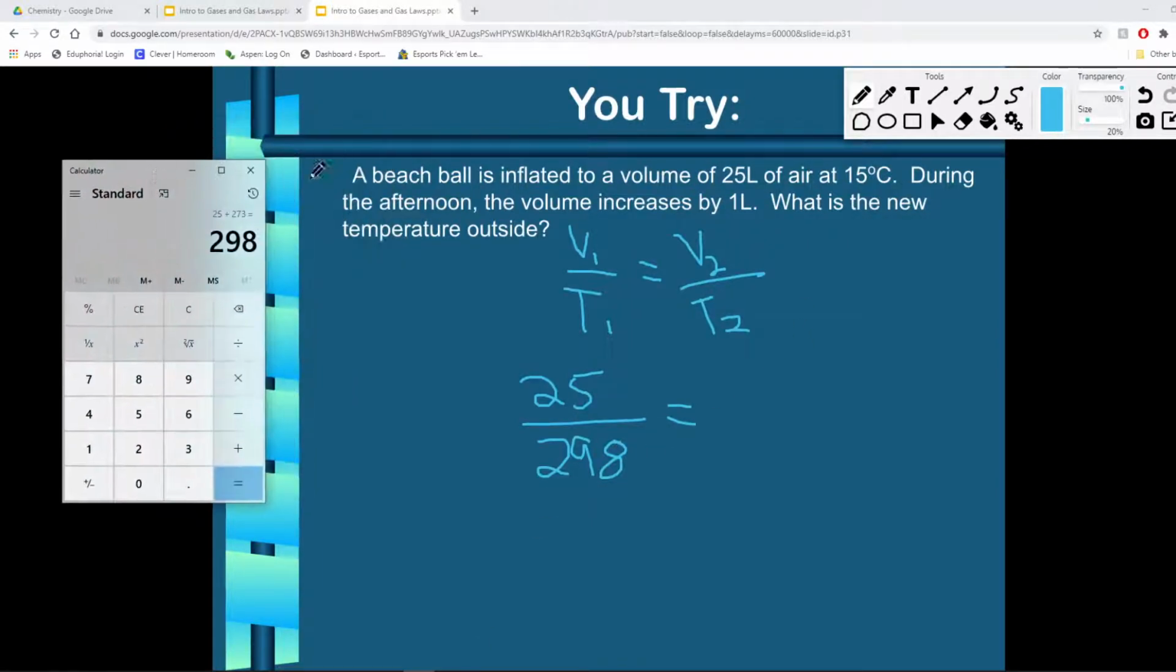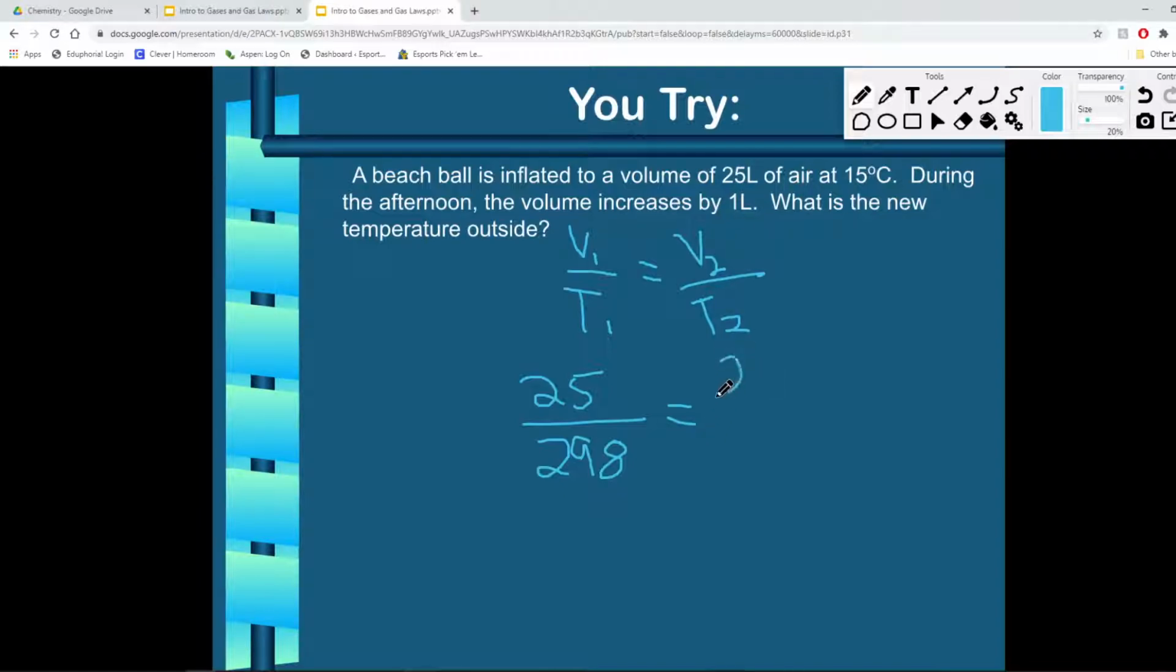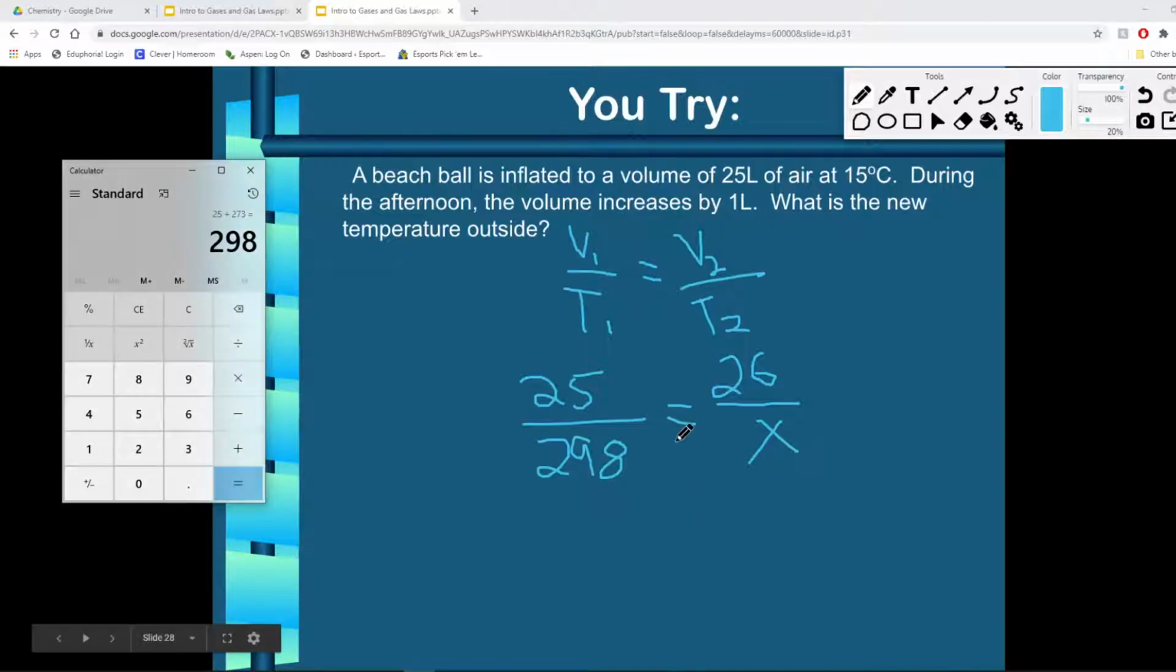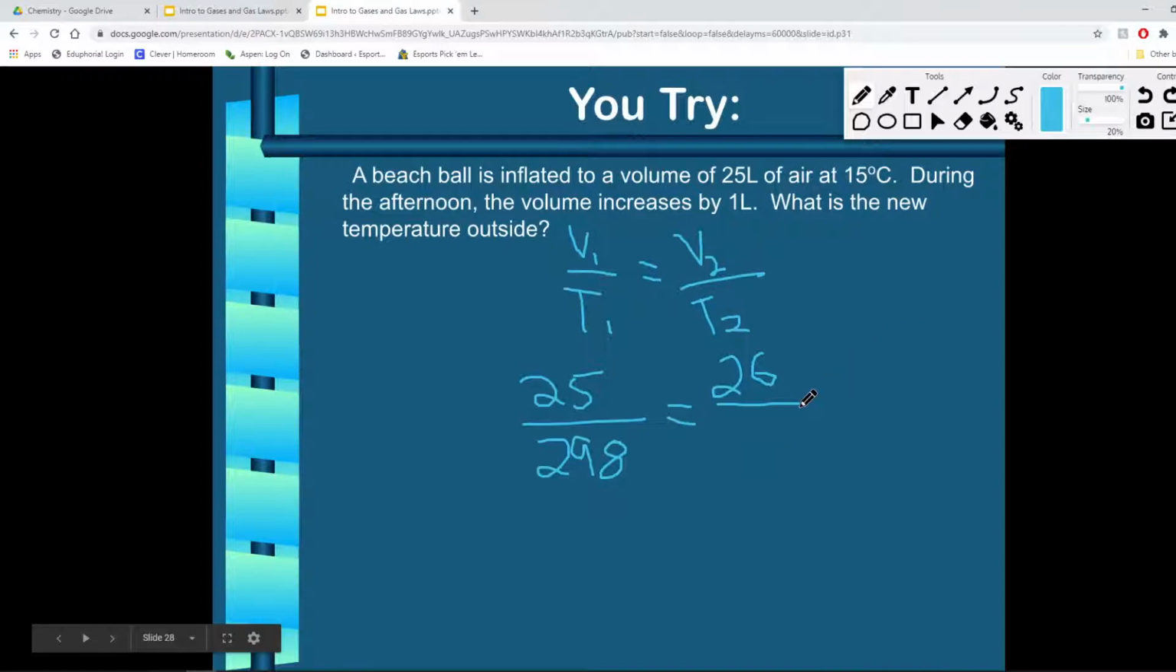All right, and we say the volume increases by 1 liter. So that's kind of some tricky wording there. A lot of y'all I know would want to just put in 1 liter. But if it's increasing by 1 liter, that means it's going up 1 from 25. So our new volume is 26. So pay attention to stuff like that. Don't get caught by it. And we're looking for the new temperature. Or, sorry, I drew that in as X, but it really should be T2, I guess.